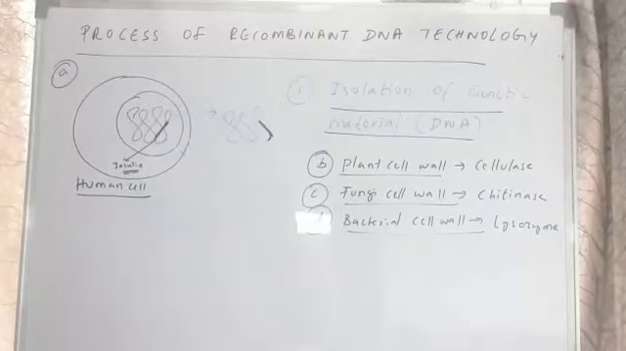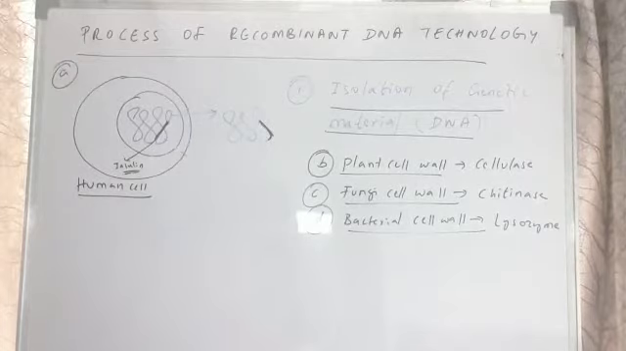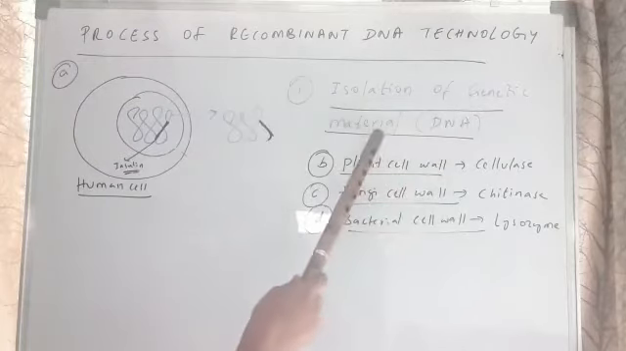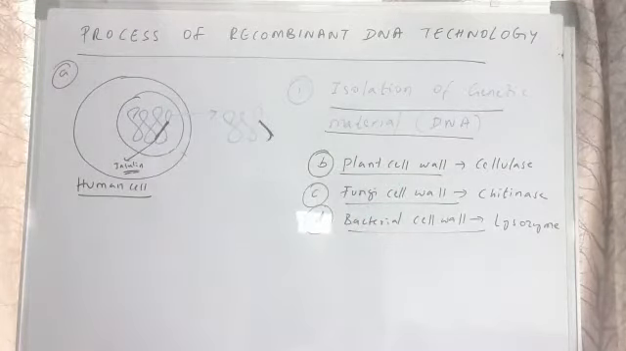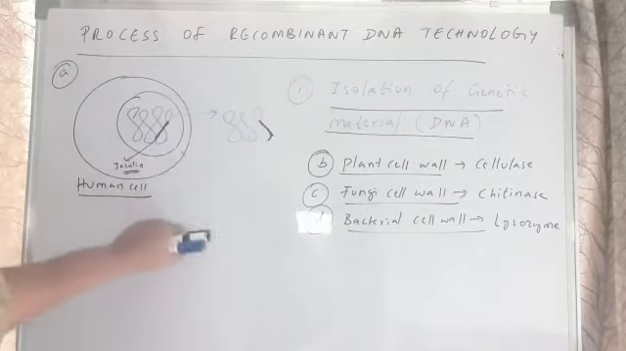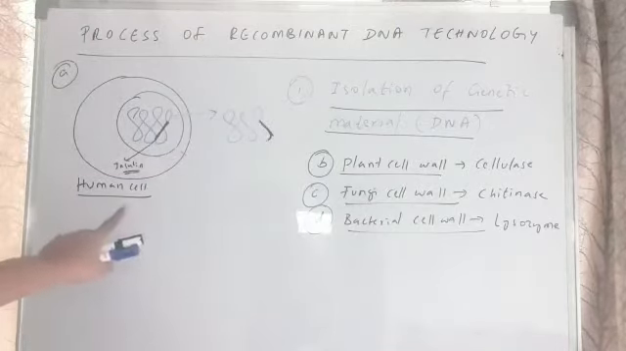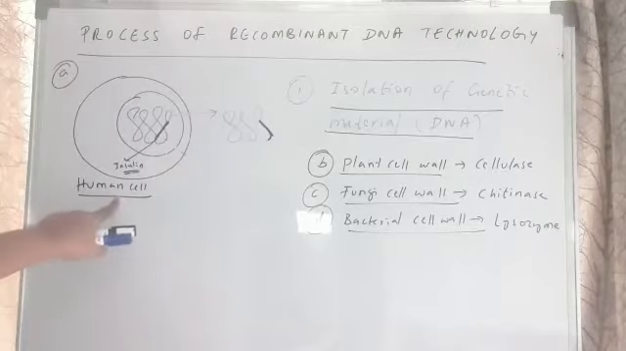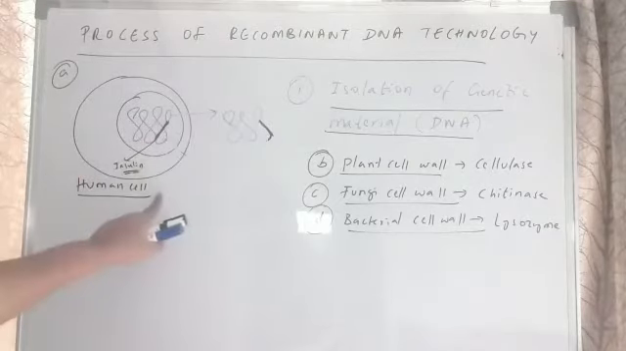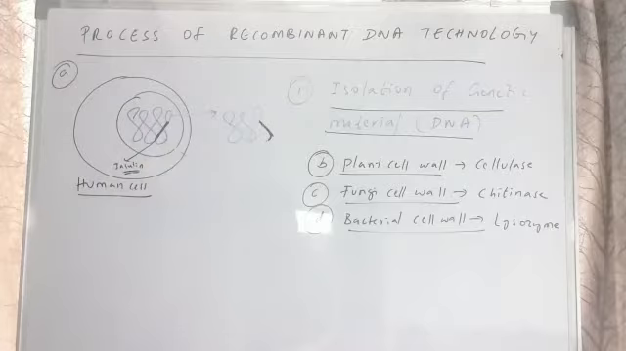In this class, we will start with the process of recombinant DNA technology. In that, the first step is isolation of genetic material. That means we have to break the cell and isolate the genetic material. Now here I have selected a human cell. Since human cells, even animal cells, do not have a cell wall, what kind of process do we usually employ to isolate the genetic material?